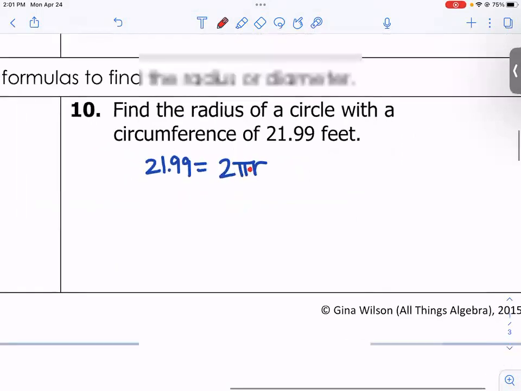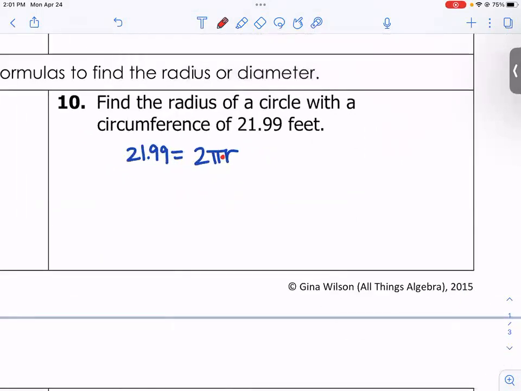Okay, so you can do one of two things. You could say 21.99 equals pi times d, find the diameter, and then cut it in half. So let's do that over here. If we take 21.99 and divide it by pi, what would we get for our diameter?